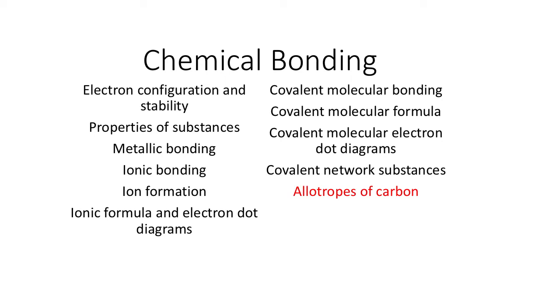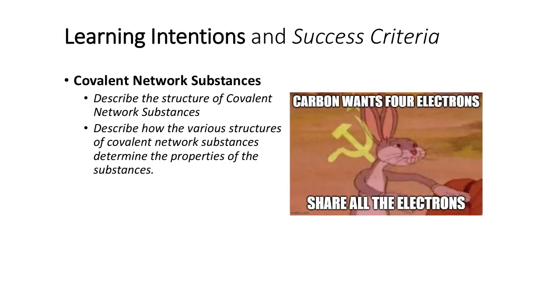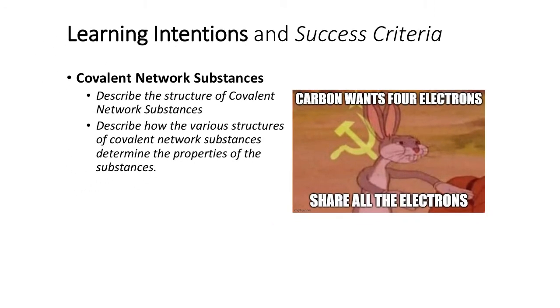Alright, hi year 11s, this is our last video on chemical bonding, on allotropes of carbon, so let's get started. We learned about covalent network structures, and we're going to talk about some of the allotropes of carbon that are these covalent network substances and how their different arrangements affect their properties.